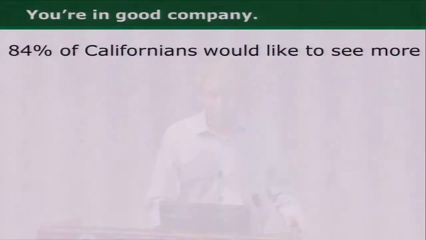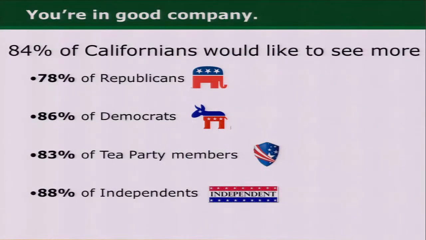Wow, nearly unanimous. It turns out that you're in good company. So 84% of Californians would like to see more transparency surrounding how much money is being spent in elections. And to be clear, that is not a trend that we see just on one side of the aisle. It's actually a pretty cross-partisan consensus. And it's not without good reason.